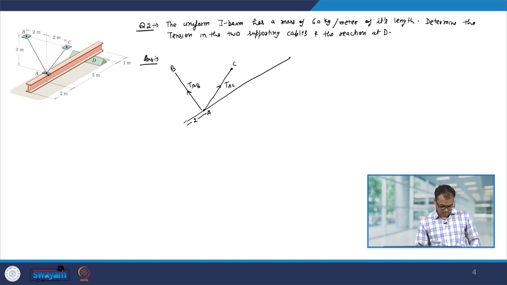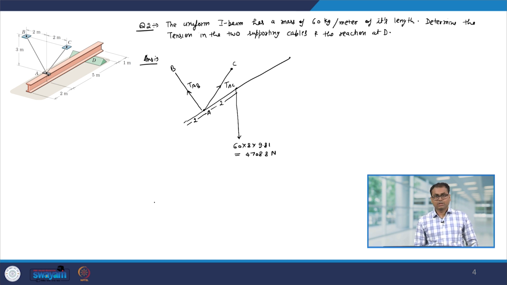Now, at the center of the mass its weight is going to act. So, this is also 2, its weight is going to act. So, this is 60 kg multiplied by the length which is 8 and then g which is 9.81, equal to 4708.8 newton. So, the weight is going to act downward and then at point D, which is at a distance of 1 meter from the other end, a vertical force is going to act. So, let us call it dz.